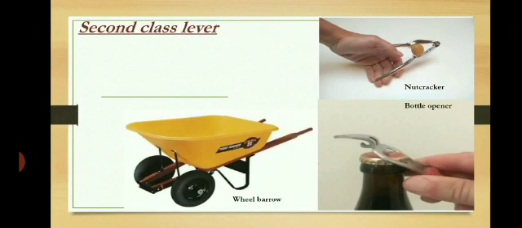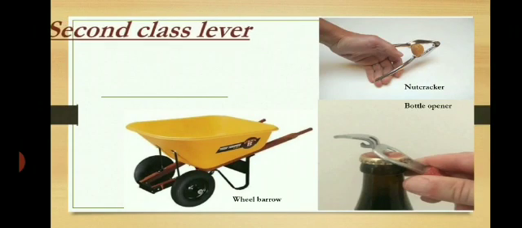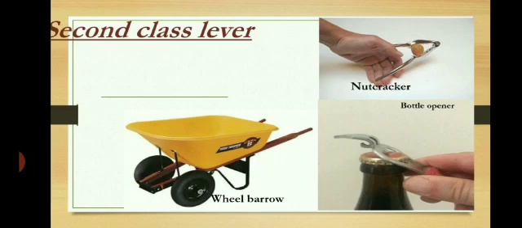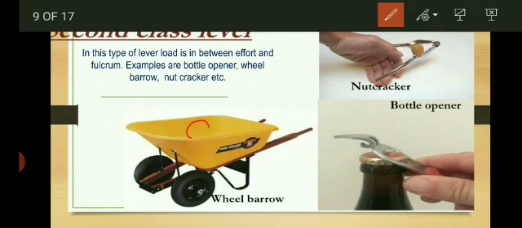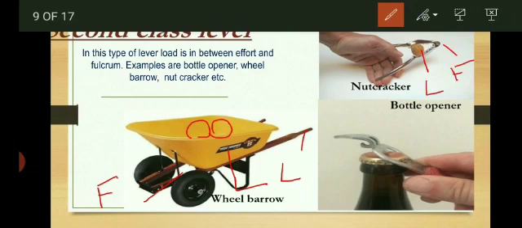Next, second class lever. Examples of second class lever are wheelbarrow, nutcracker, bottle opener. In a second class lever, the load is in between effort and fulcrum. In the wheelbarrow, you can see if load is there in the wheelbarrow, so the load is in the middle. Here is the fulcrum point and here is the load point. In the nutcracker, there is the load, here is the fulcrum and here is the effort.